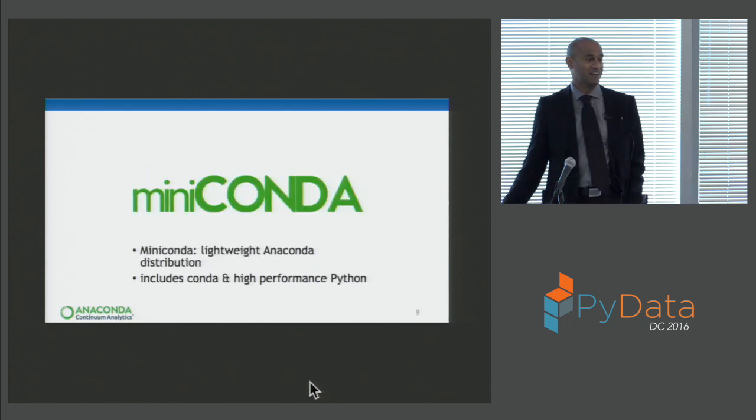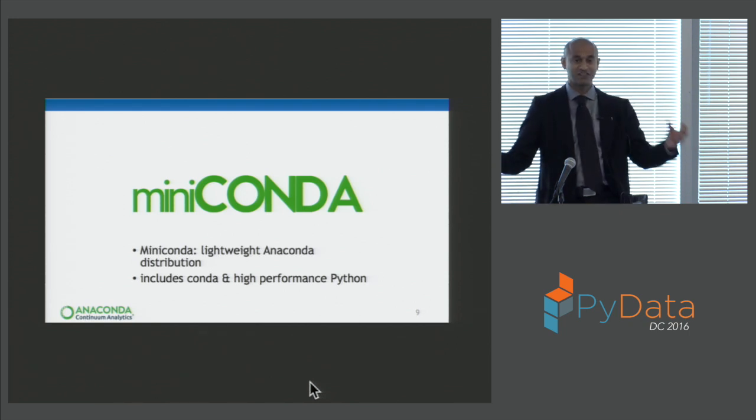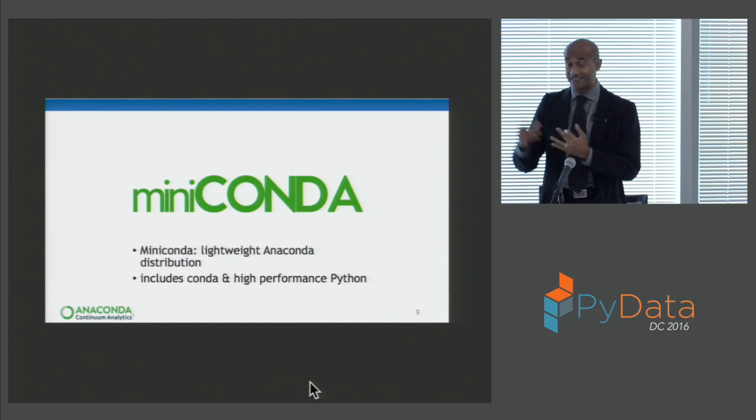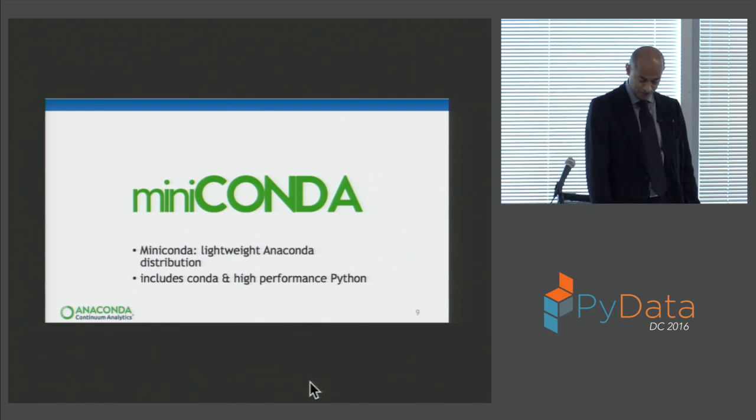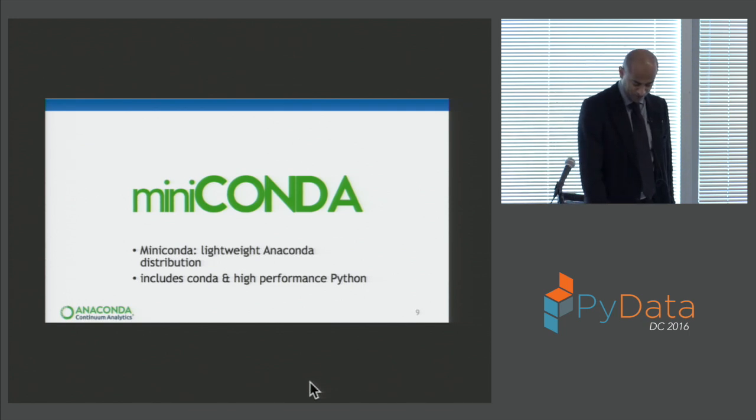Miniconda is another term, a lightweight version of the Anaconda distribution. It's basically Anaconda with everything thrown out except a base Python and base conda, so that you can download it really quickly and then start installing other stuff as you need, if you don't want the whole weight of a 300 megabyte download. So it's a small, scaled-down version of Anaconda.